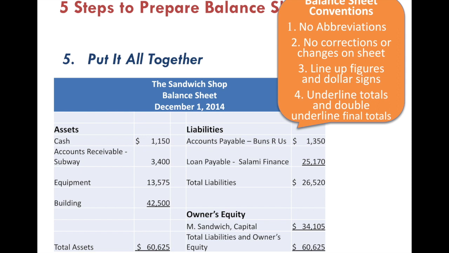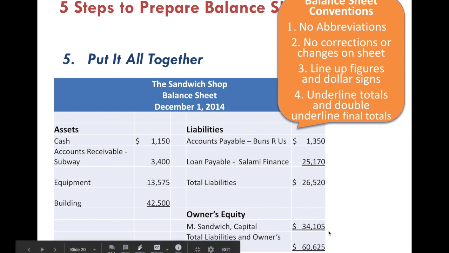What this means is the difference between the total liabilities and total assets is that much. So see, total assets is 60,625 minus total liabilities 26,520. So that's what this means. Now we add up total liabilities and owner's equity. So we add this number and this number to get this number. And you'll see that this number equals.